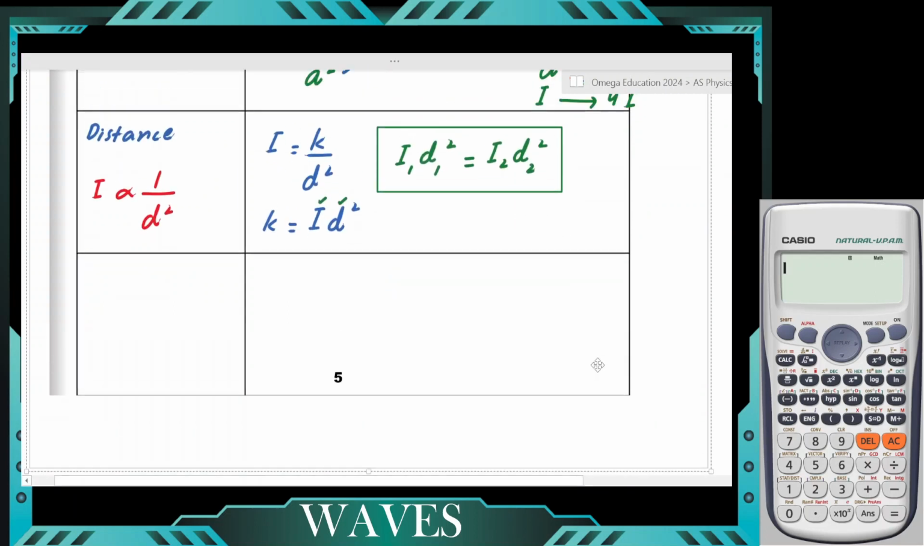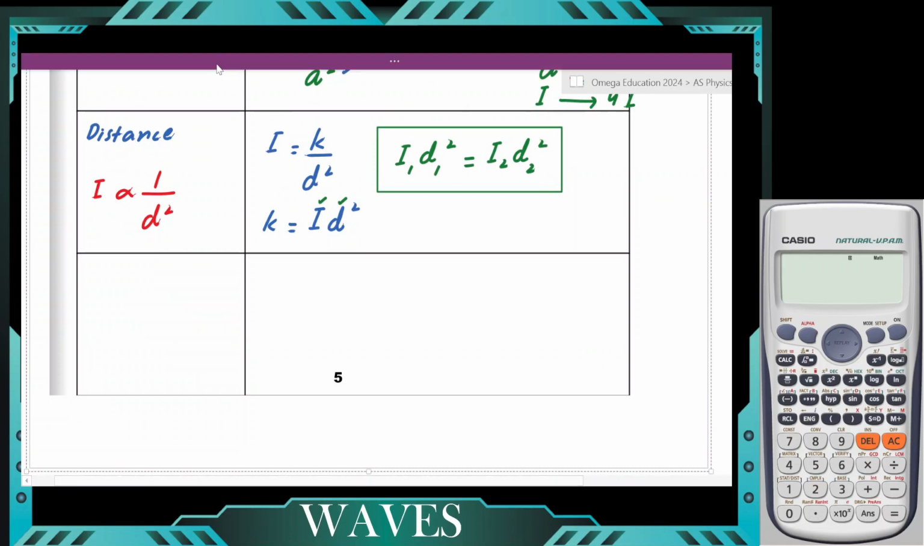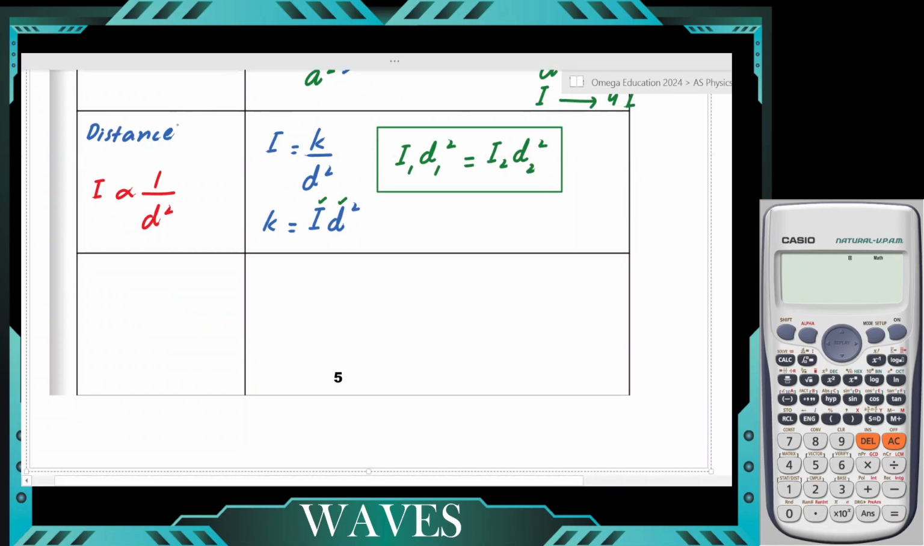And once again, they can ask you a question: if the distance is doubled, then the intensity would be reduced by a factor of 4. So intensity would be I divided by 4, because you have to take the square of it. And the last one is the relation between amplitude and distance.